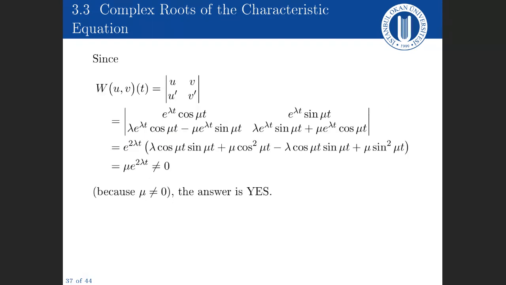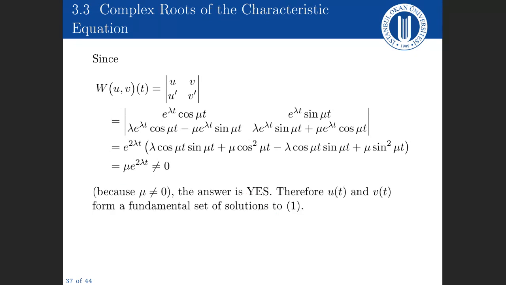To check they're linearly independent, we calculate the Wronskian. I'll leave this for you to check. If we calculate the Wronskian of these two functions, we get mu e to the power 2 lambda t. Mu is not 0 because we have complex numbers. E to the power something is always not equal to 0, so therefore the Wronskian is not equal to 0. So the answer is yes. These two functions are linearly independent. We have two solutions which are linearly independent.